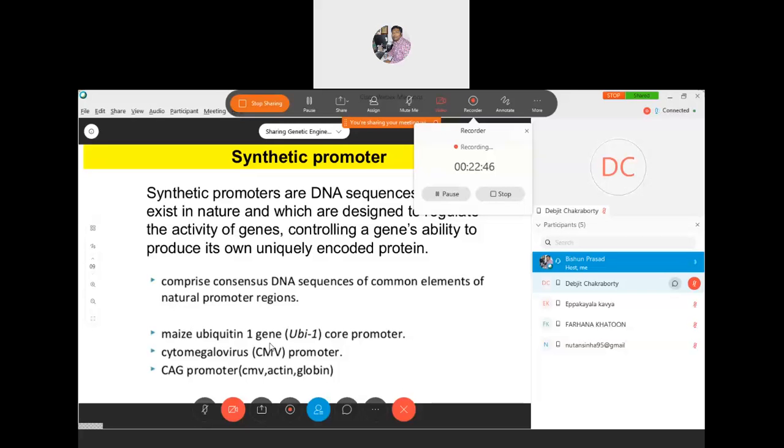Say, for example, the maize ubiquitin 1 promoter, or the TAG promoter, which contains actin. These synthetic promoters drive a high level of gene expression, because whenever you make any transgenic, you have to increase the expression. If you don't increase the gene expression, you may not be able to see the phenotype. So these promoters are very crucial when you make the gene construct.